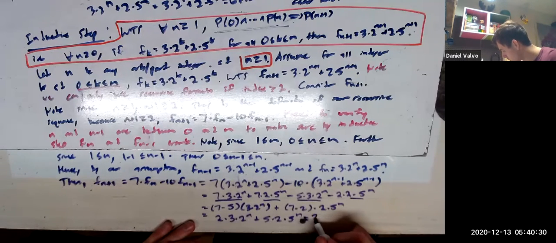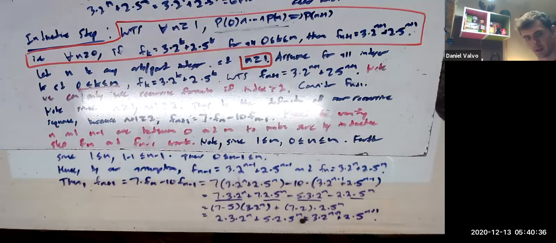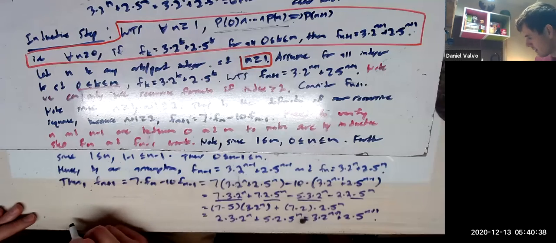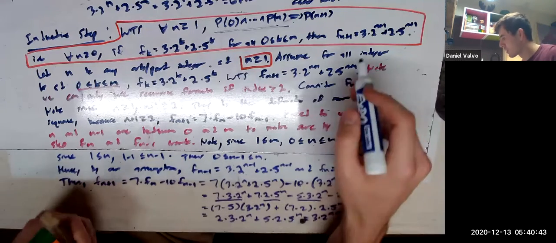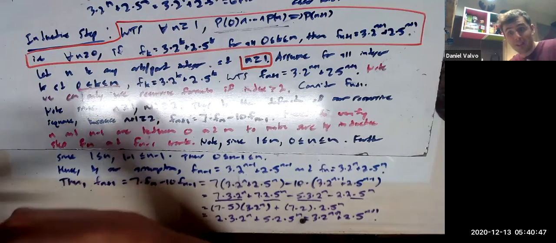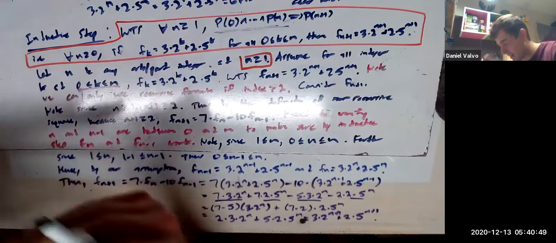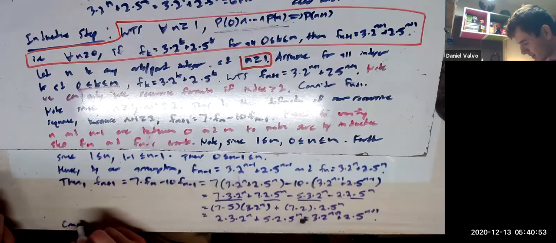2 times 2 to the n is 3 times 2 to the n plus 1, plus 2 times 5 to the n plus 1, which is exactly what we wanted. We wanted to show that we could write f of n plus 1 in this way. We just showed that, okay, if it works for the 2 previous, it will in fact work for f of n plus 1. So, therefore, conclusion.